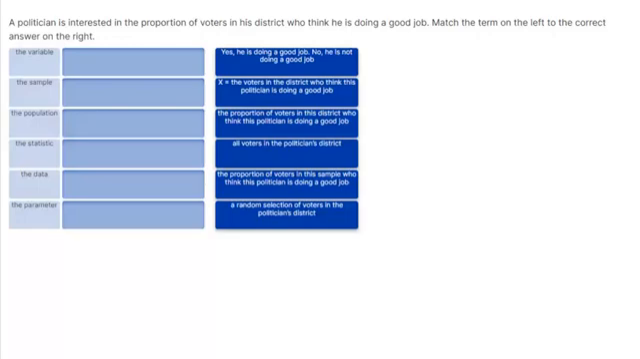A politician is interested in the proportion of voters in his district who think he's doing a good job. So we're supposed to match these terms. Right there, before I even look at the options, the politician is trying to find out how many people in his district think he's doing a good job. So the variable should be the choice, yes or no, right? Because the data we're keeping track of is whether a person says, yes, you're doing a good job, or no, you're not doing a good job.